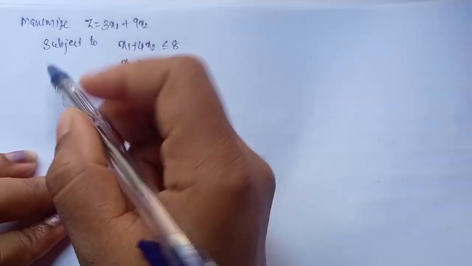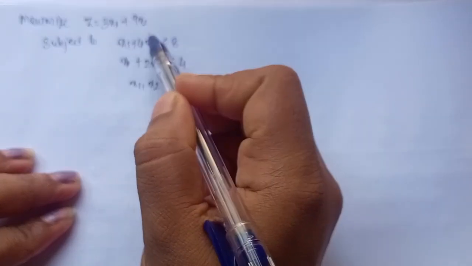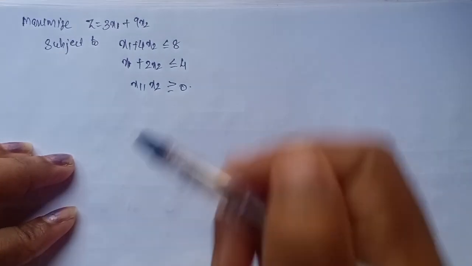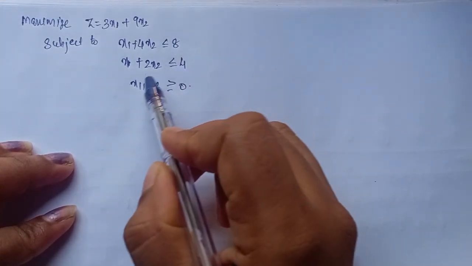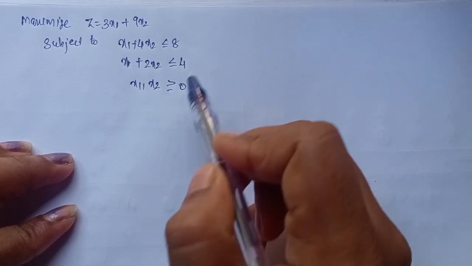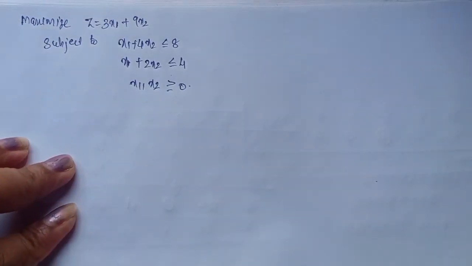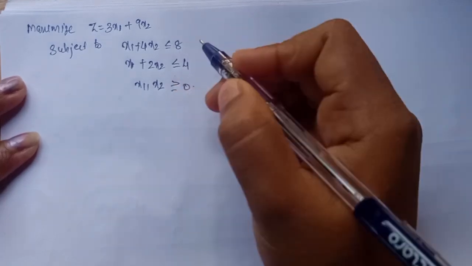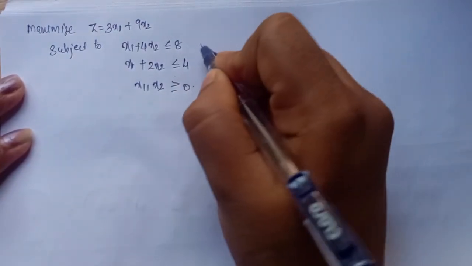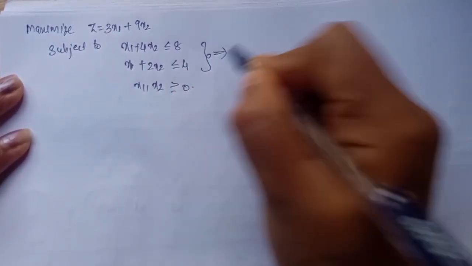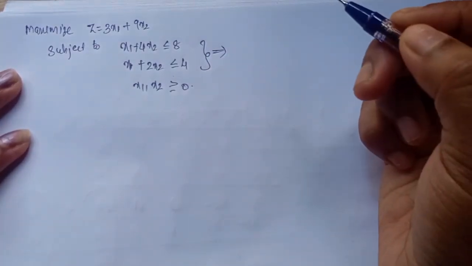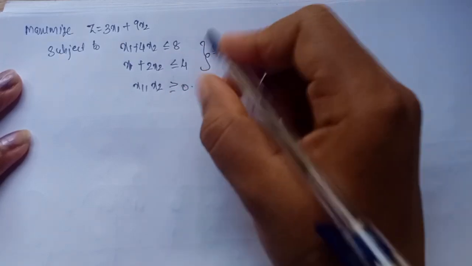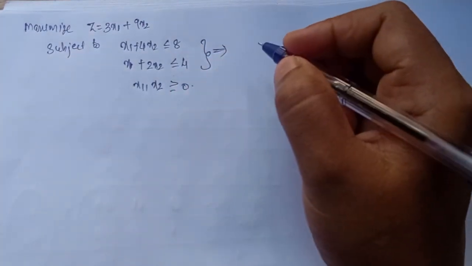The question is: maximize z equal to 3x1 plus 9x2 subject to the constraints x1 plus 4x2 less than or equal to 8, x1 plus 2x2 less than or equal to 4, and x1, x2 greater than or equal to 0. Solve this LPP question by the Simplex method. For this, we convert these inequalities to equalities by introducing the slack variables S3 and S4.